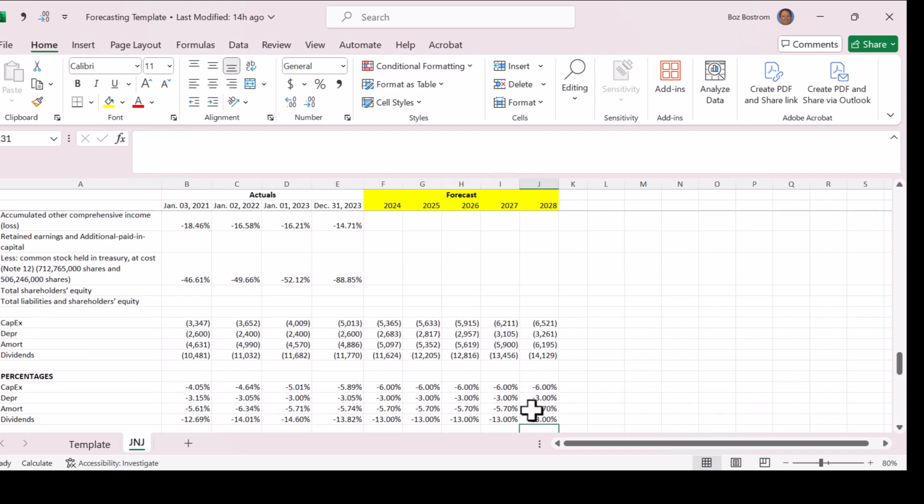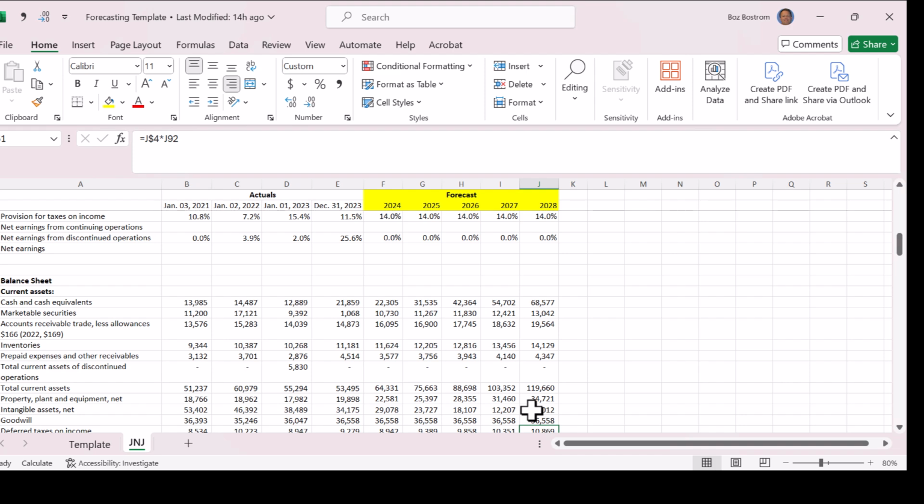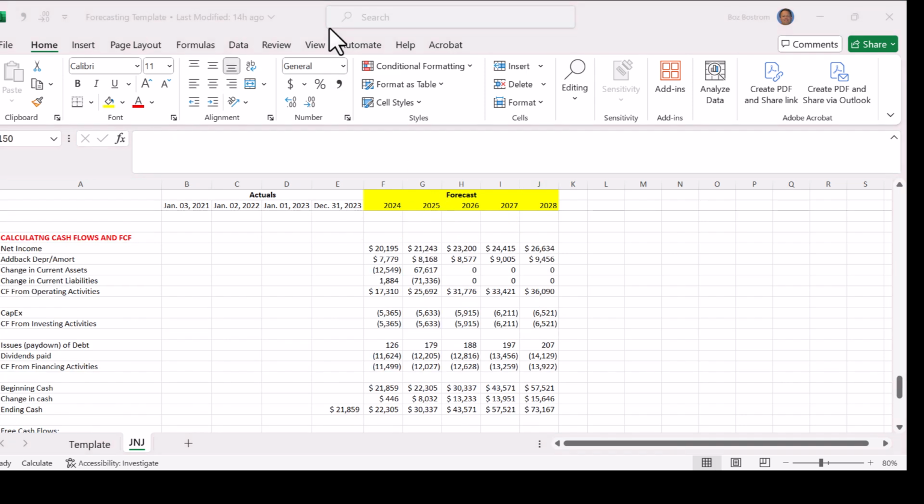My ending cash, 73,167. Okay. Need to just adjust it. Need to adjust one thing, it looks like. And I'd paused it for a second. And what I liked, this was not at all intentional, but this is why you do it, right? Do I have anything messed up?